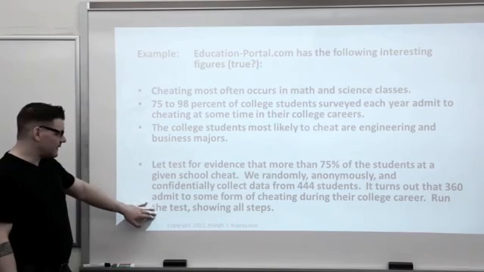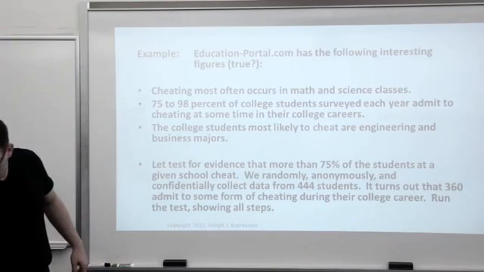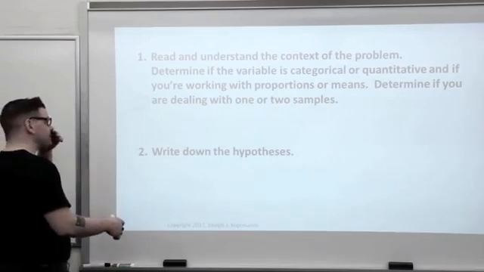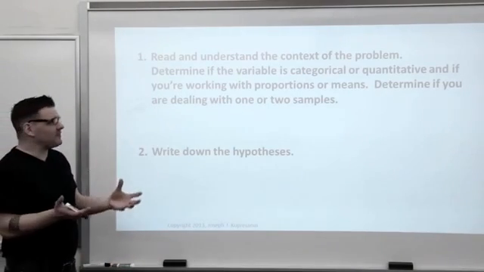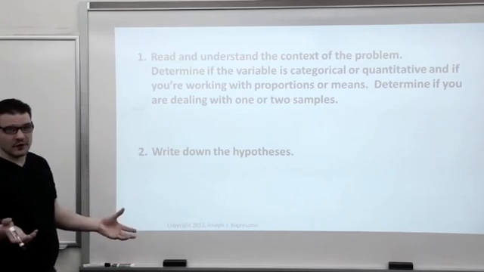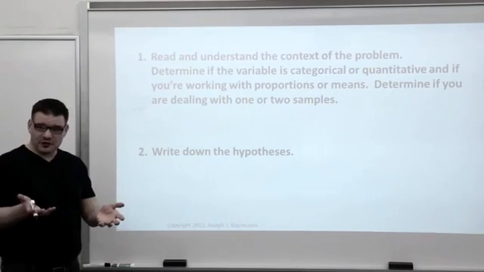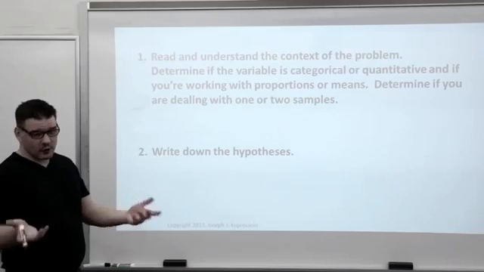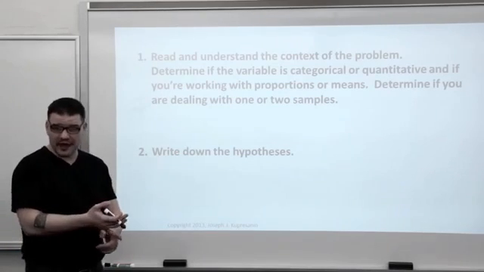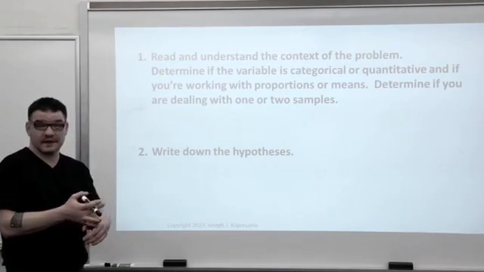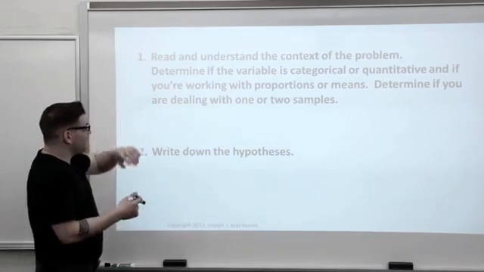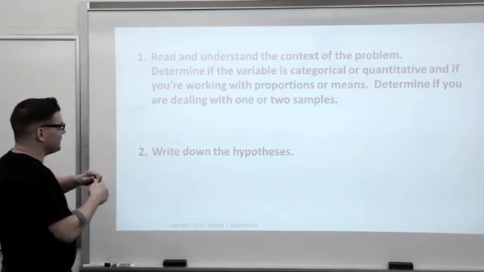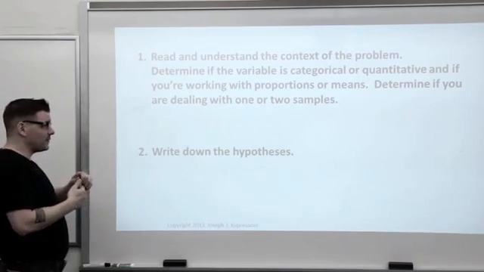All right, so is there a number one there? Let's see. Number one, what's the first step? Running a hypothesis test. Read and reread that problem until we understand what we're doing. We're starting with proportion problems for one sample, but as the course moves on, we're going to do two sample problems, and then we're going to do means, and one and two sample for means. So let's think about this. Determine if the variable is categorical or quantitative. Determine if we're working with proportions or means.